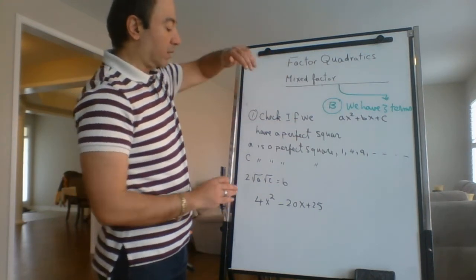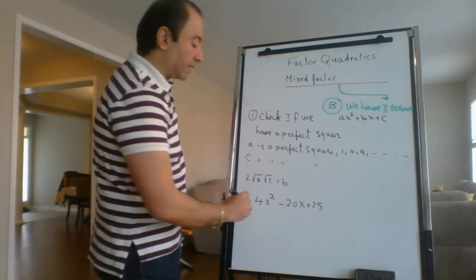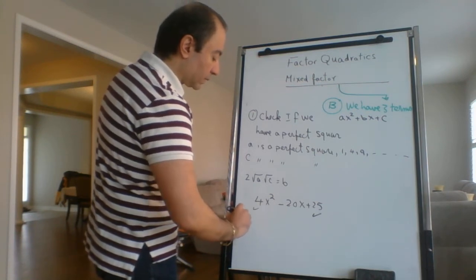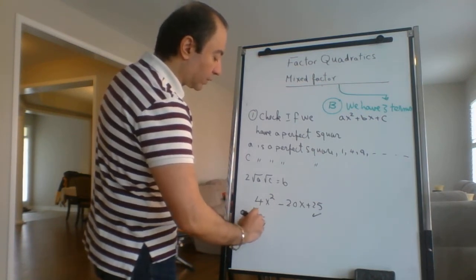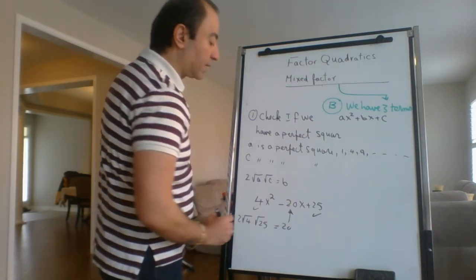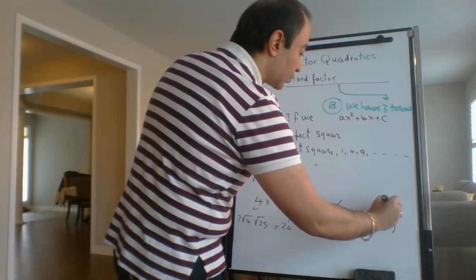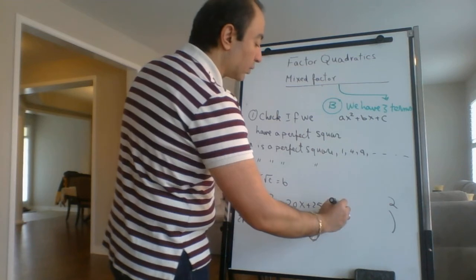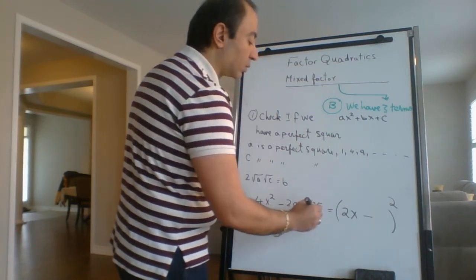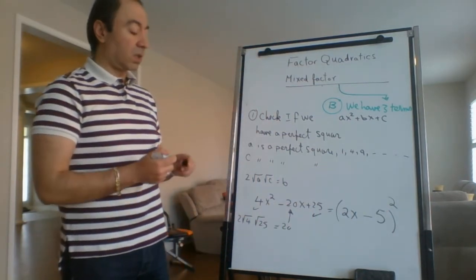So we are going to go to this branch of the chart, which is, first thing we check if it's a perfect square or not. Yes, A is a perfect square, C is a perfect square. Square root of 4 times square root of 25 times 2 will give us the middle term. So yes, this is a perfect square. How do we factor this? We open one bracket, we put a square here, then square root of the first, 2x, sign of the middle, minus square root of the third, 5. We are done factoring. Okay?